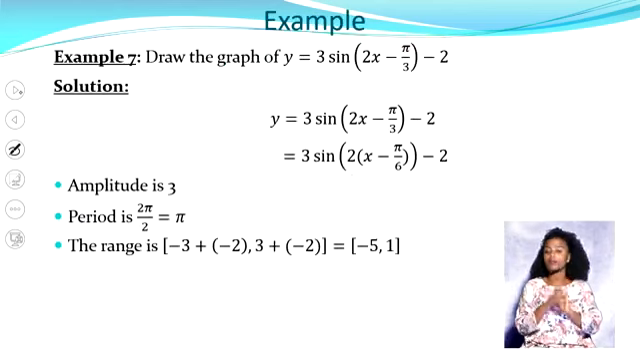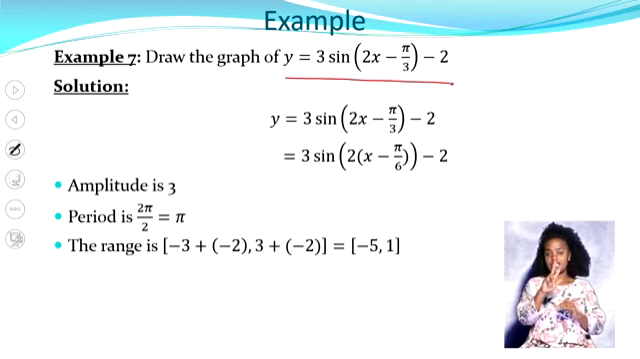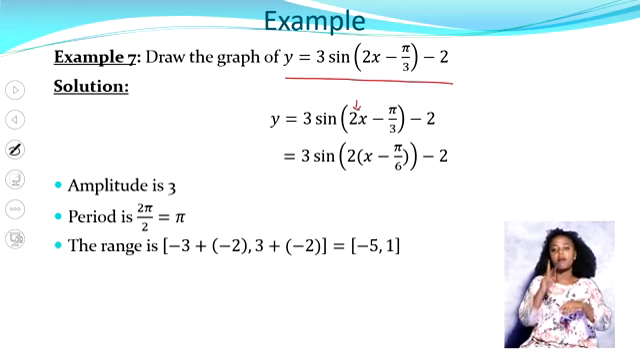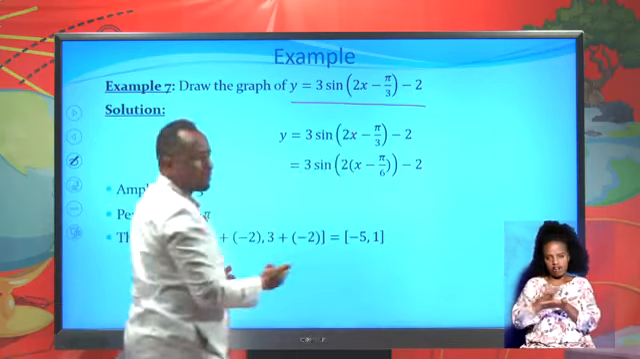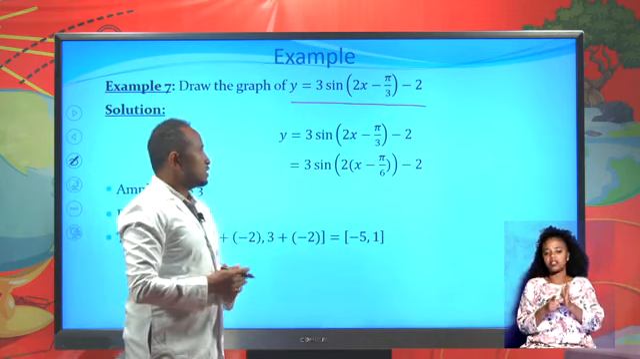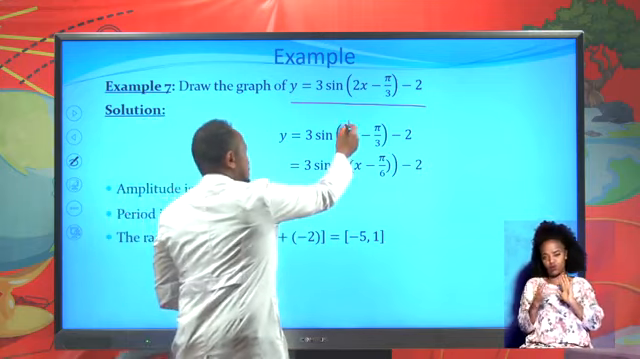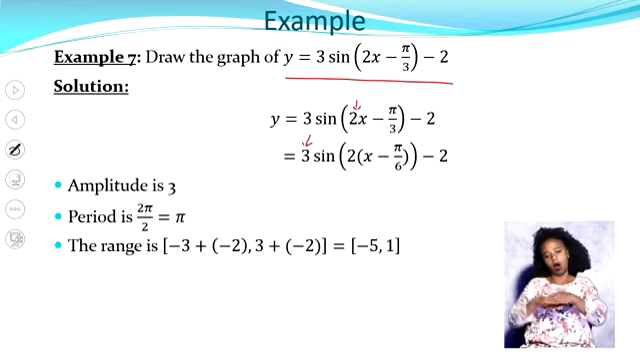Okay, example. Draw the graph of f of x equals 3 sine 2x minus pi over 3 minus 2. So we are asked to draw the graph of this first. Let's determine the amplitude and the period of this expression. First, we need to write this expression in another form. We have y equals 3 sine 2x minus pi over 3 minus 2, and factor out the coefficient of x. So you'll have 3 sine, when you take 2 outside, you have x minus, you divide this by 2, you get pi over 6, minus 2.